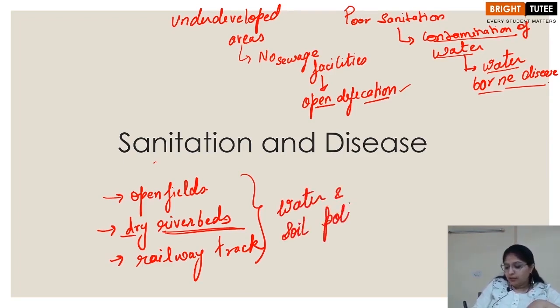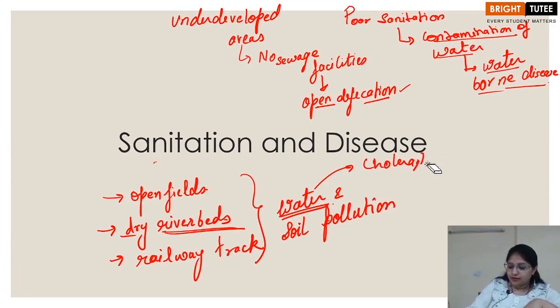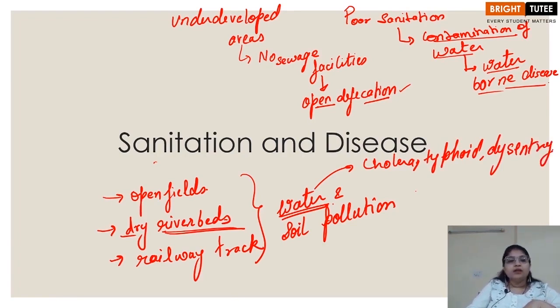Now when people use this kind of water, specifically water which is contaminated with human excreta, waterborne diseases like cholera, typhoid, dysentery, and so many other waterborne diseases are seen.